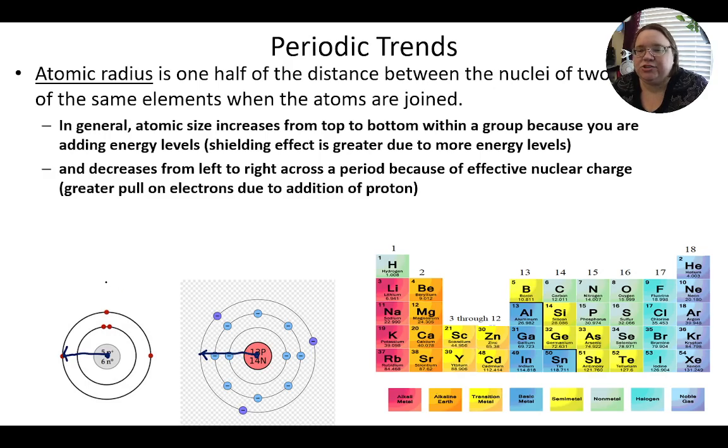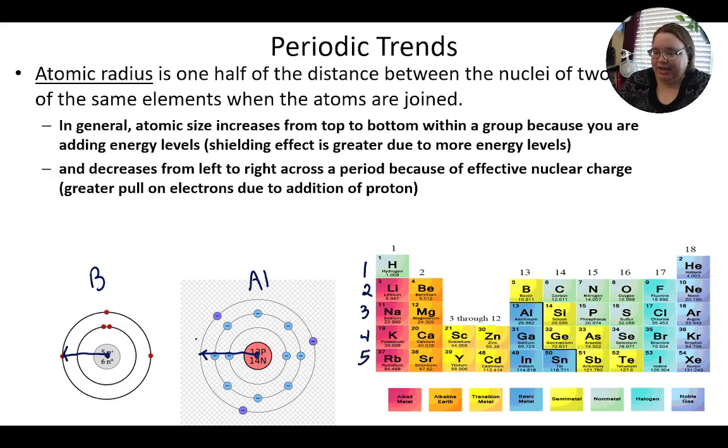So specifically on the screen, I happen to have Bohr's model for boron and for aluminum. And if we notice, we can easily see that as I go down a group, my radius is going to have no choice but to increase, because every time we go down a group, we are adding an energy level. And every time we add an energy level, radius is going to get larger.